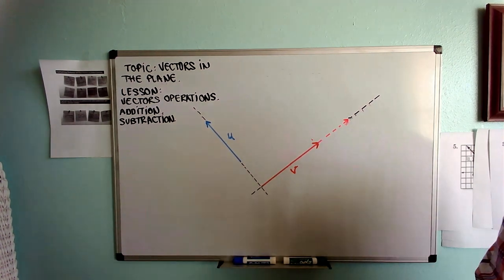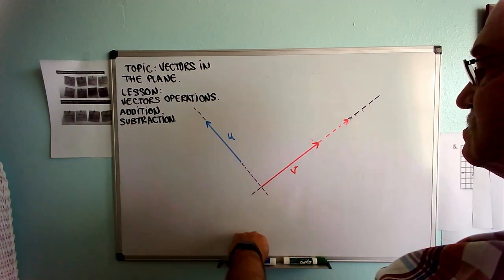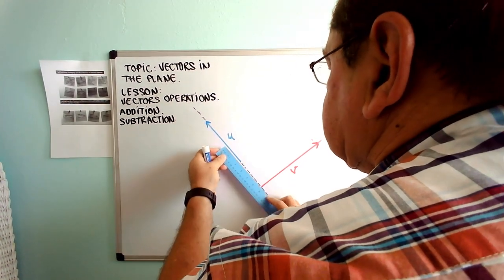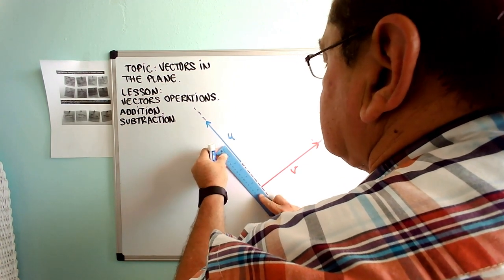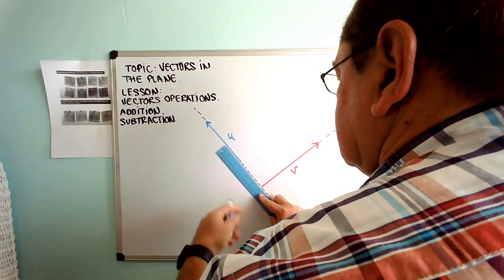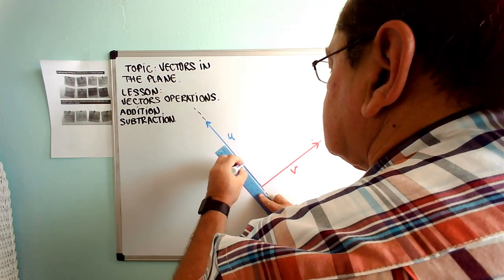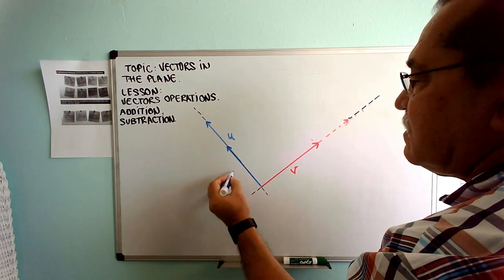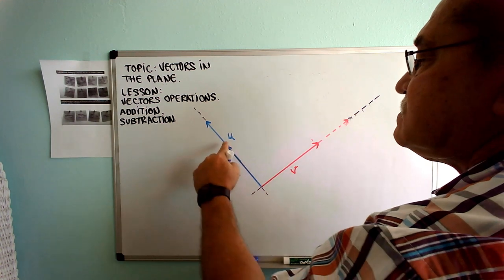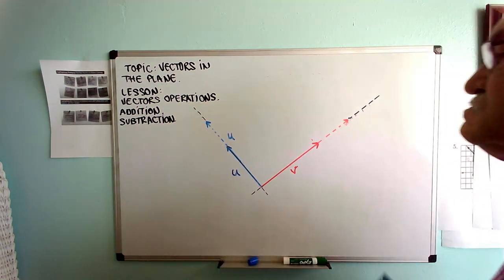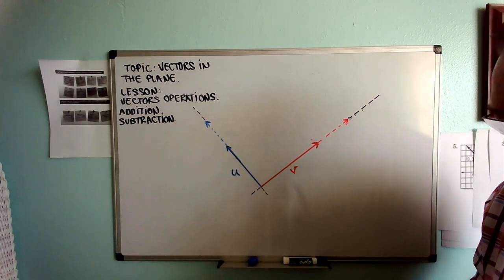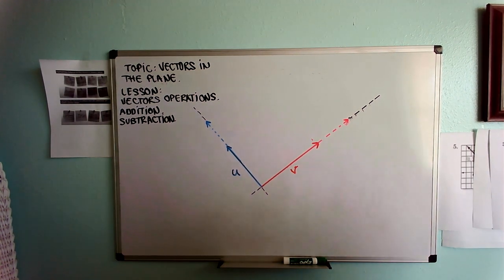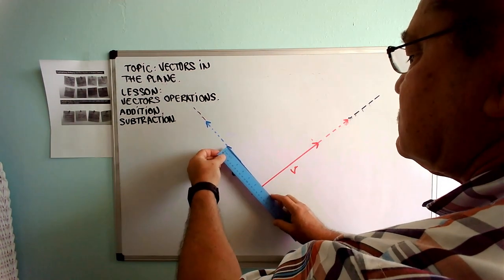Now let's do the same thing with the vector u. The magnitude of vector u is 6 inches. Vector u. And now we are going to make a parallelogram with these two vectors.